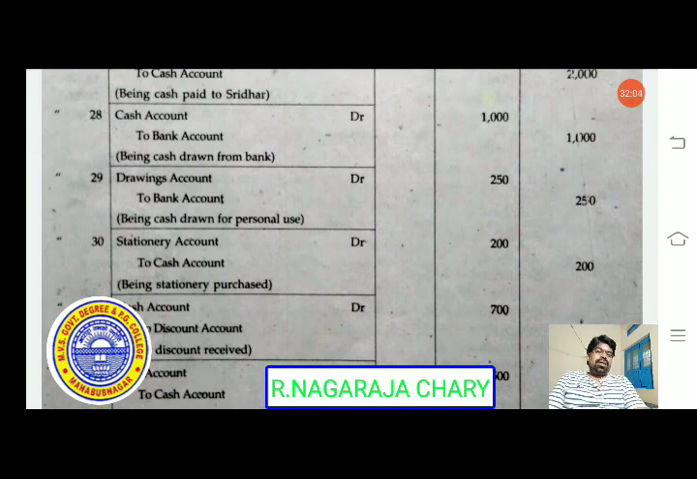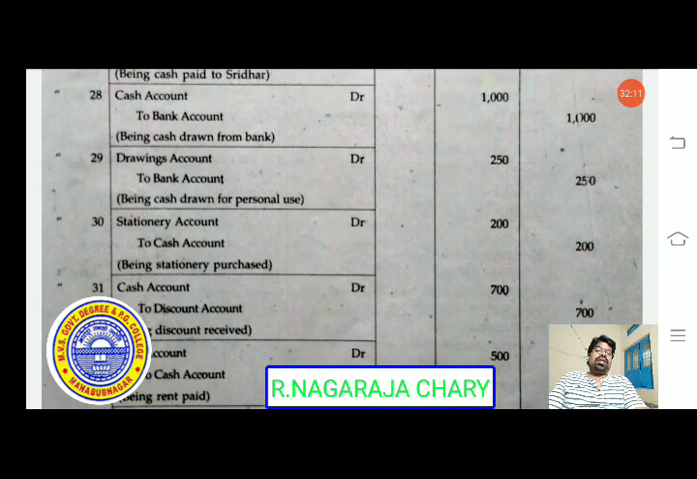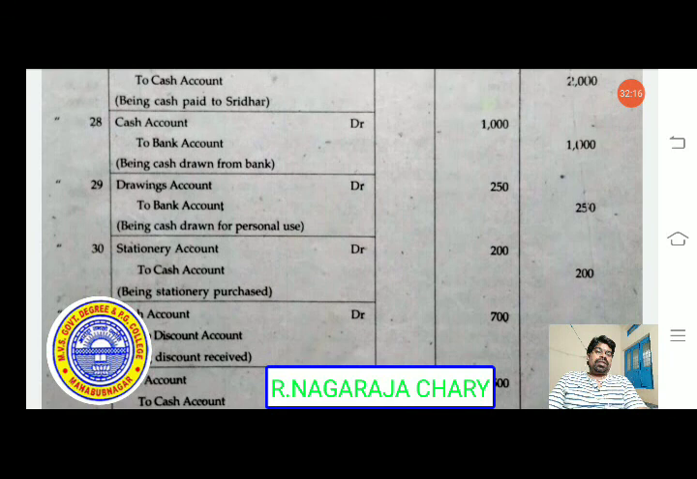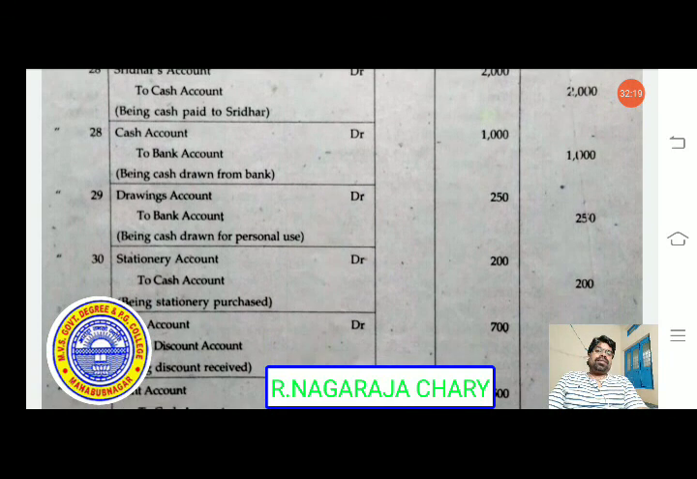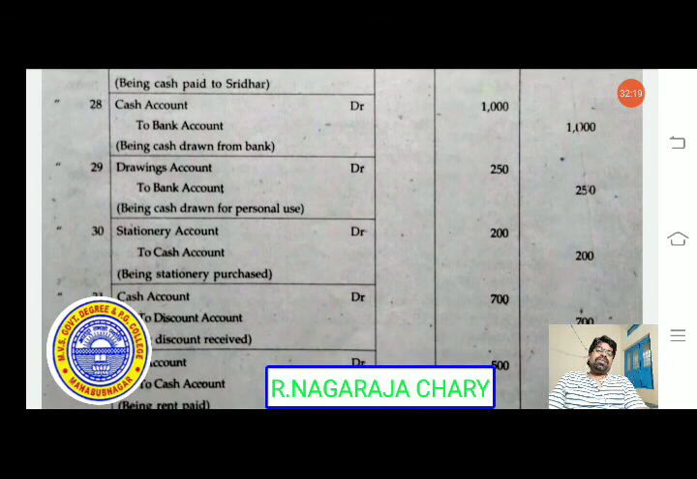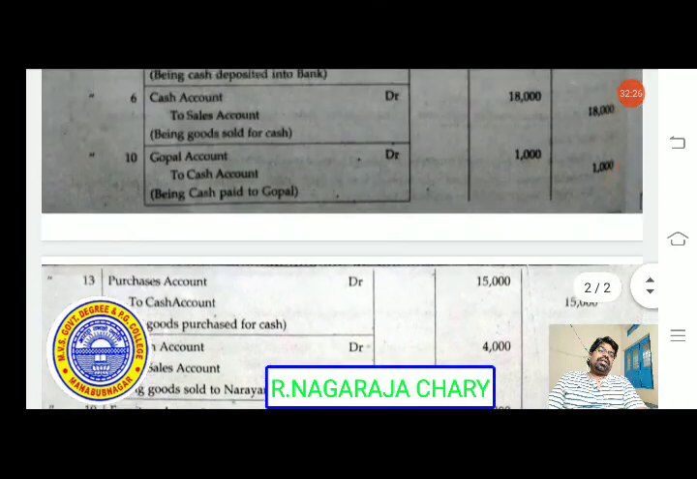Why is the bank account credited? Bank account comes under personal accounts. According to personal accounts, what do you have to write? Debit the receiver, credit the giver. So that is why the bank account is to be credited. For that the narration is being cash withdrawn for personal use. Okay, right.